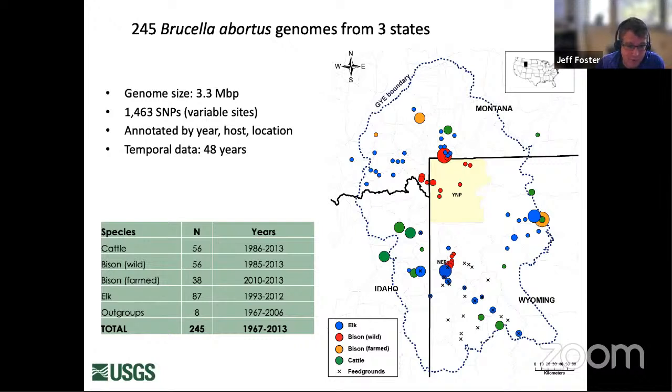So again, 245 genomes looking at the relationship of different isolates across this entire region. Again, we have a 3.3 million base genome, but there are only, and it's actually quite a bit for this type of study, 1,400 SNPs. So we had 1,400 different loci that we can use to look at the relationship of different isolates in this region and see who is infecting whom.